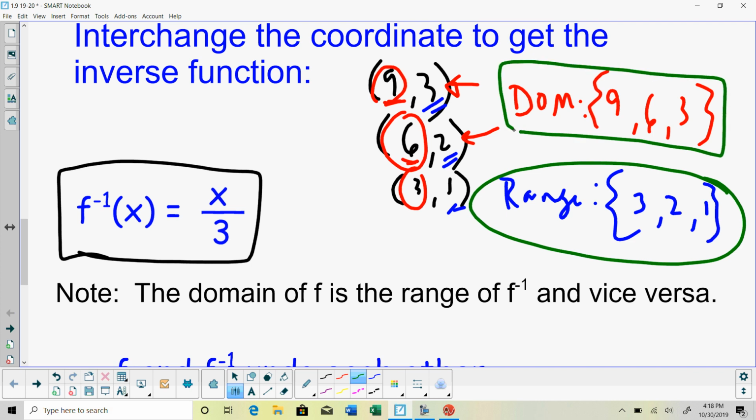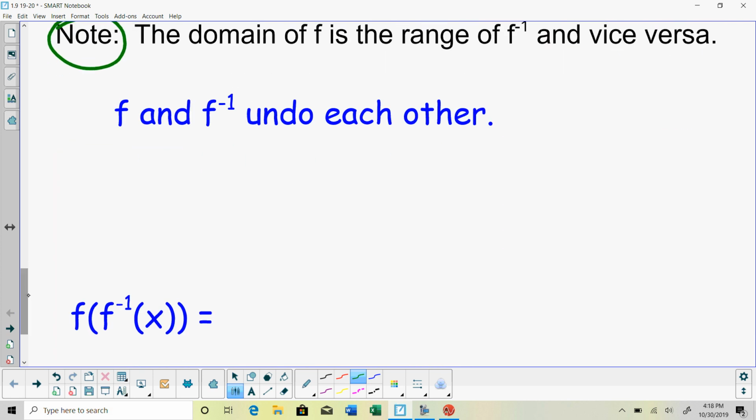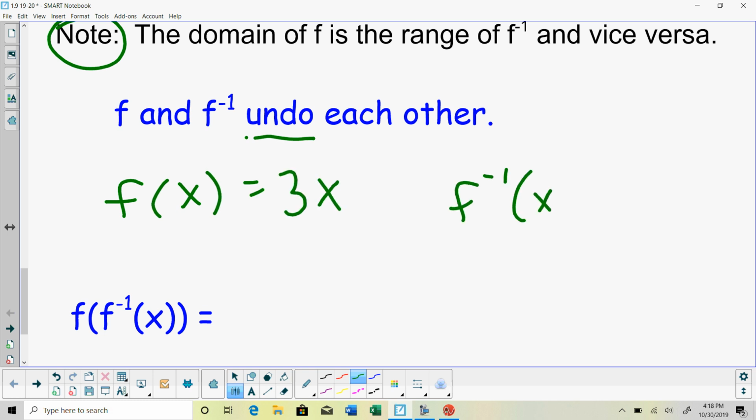All right, so this is our note here: the domain of f is the range of f inverse, and the range of f is the domain of f inverse. Basically, a function and its inverse undo each other. If I have f of x equals 3x, and f inverse of x is equal to x over 3, they're going to undo each other. It's like I'm thinking of a number, I multiply by 3, then I divide by 3. Won't I just get back to the original number? They're going to undo each other.